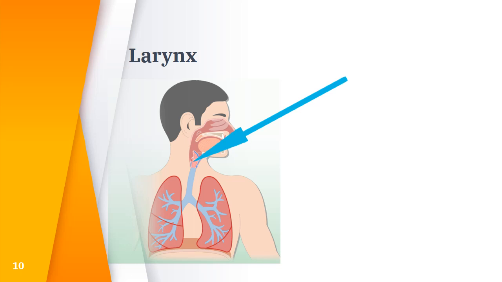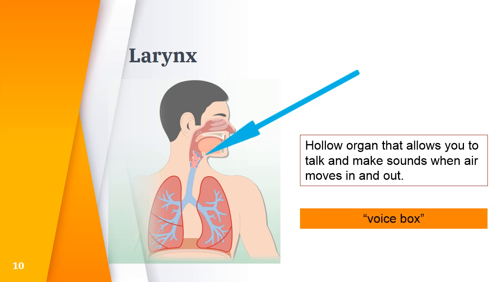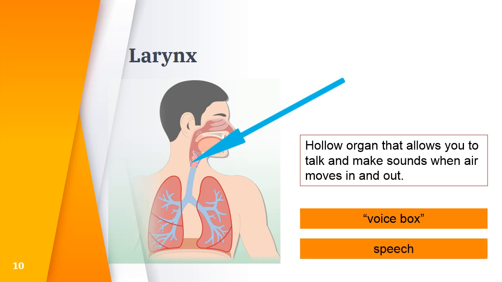This one is what we call the larynx. It is very obvious in men because they have the Adam's apple. It is a hollow organ that allows you to talk and make sounds when air moves in and out. So this larynx vibrates whenever there is the presence of air. Therefore, it is responsible for the production of sound. It is also known as the voice box, and therefore it is responsible for our speech.